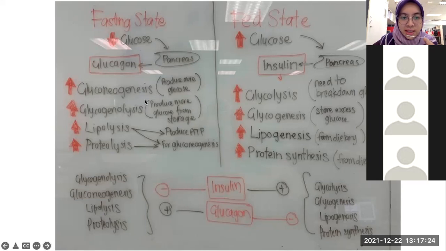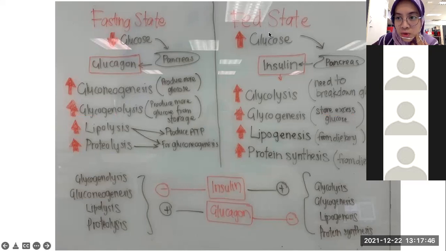Next, we have glycogenolysis. Glycogen is the glycogen part, lysis is the breakdown. So remember, glycogen, let me draw. Glycogen is the storage form of glucose.